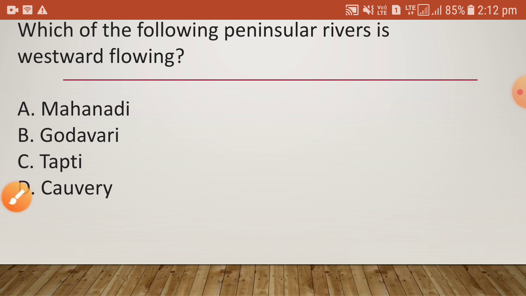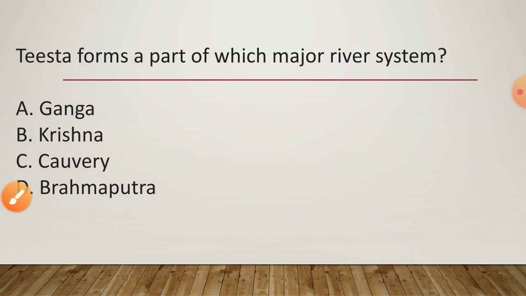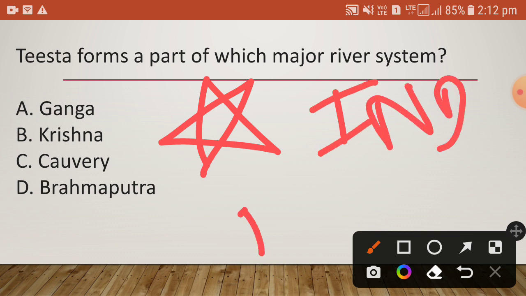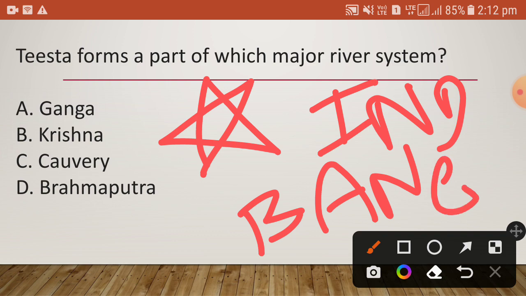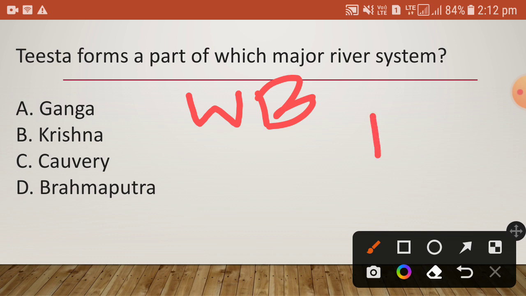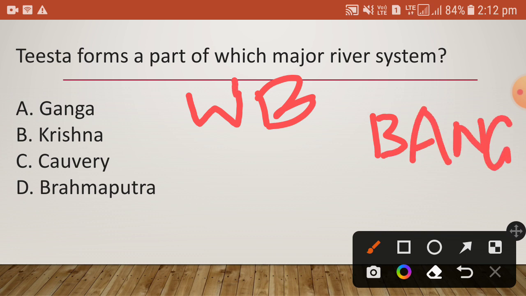The next question is, Teesta forms a part of which major river system? This is very important. This is one of the transboundary rivers, because it flows in two countries, India and Bangladesh. Hence there are lots of controversies with respect to Teesta water sharing, because West Bengal is the major shareholder, the state that gets a large share from the Teesta. And Bangladesh is lower down, because the river flows from West Bengal towards Bangladesh.